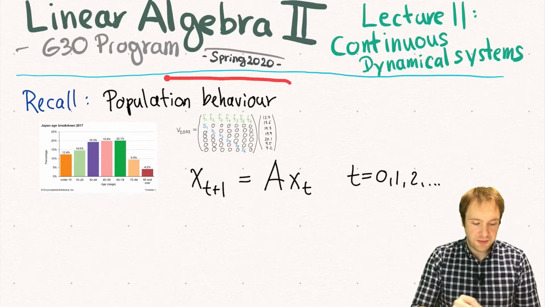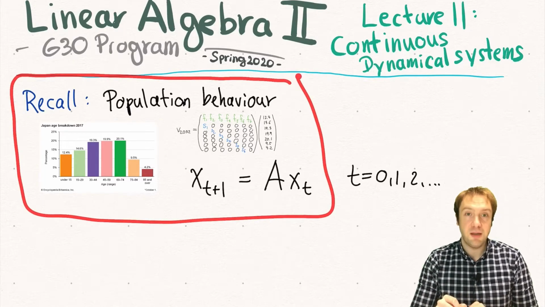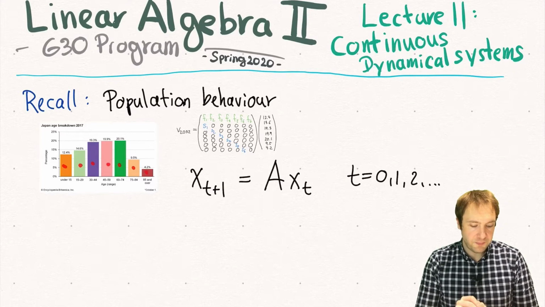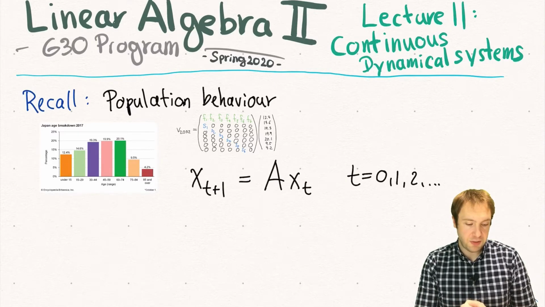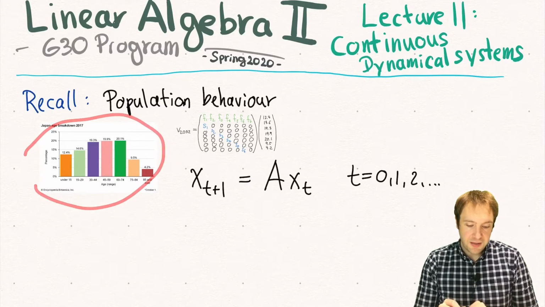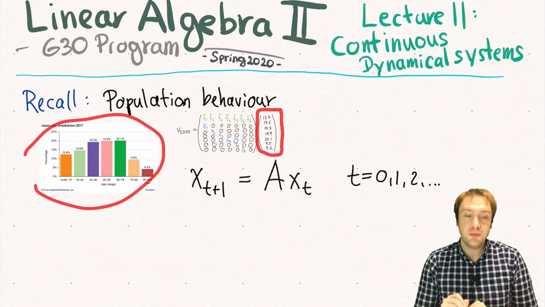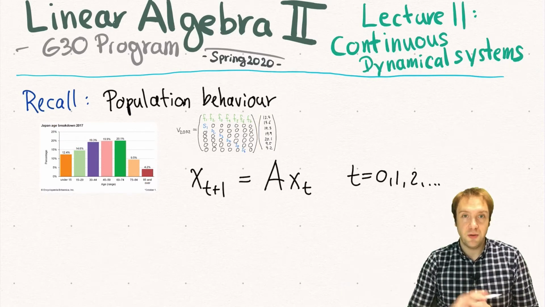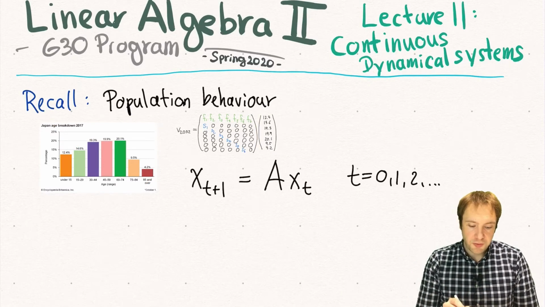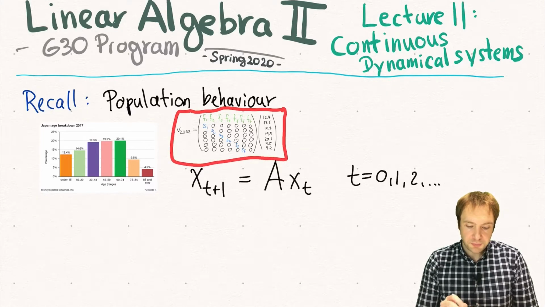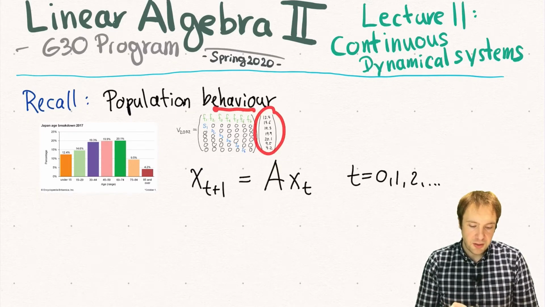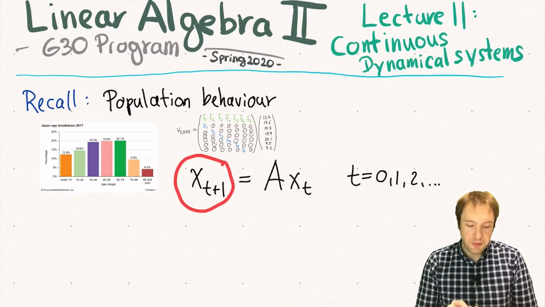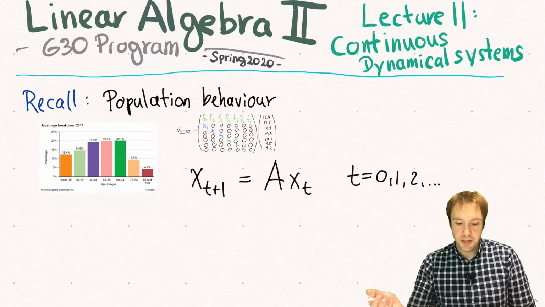Namely, last time we had this example of the population behavior in Japan, where we had in 1 year this distribution of different age groups in the population in Japan, and these we could write down into a vector. And then, knowing the survival rates for one generation and also the fertility rates, we could describe the population behavior by multiplying this vector with this Leslie matrix, and then we obtained the population behavior after one generation.